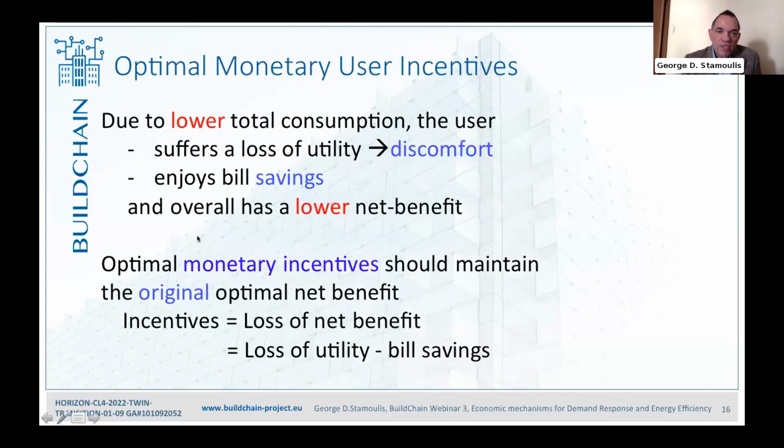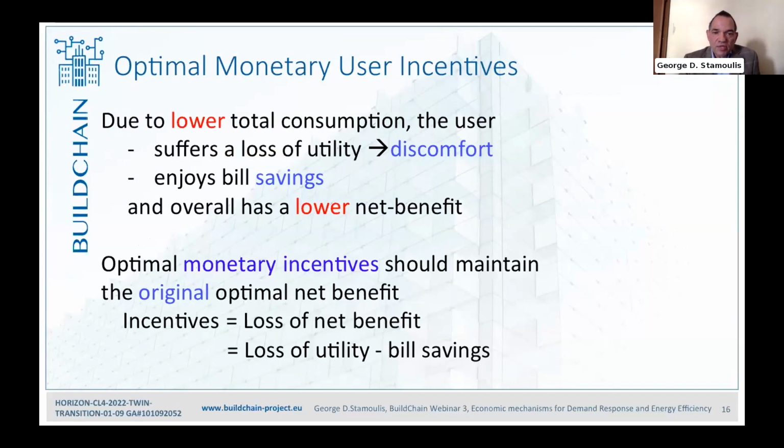Okay, but we have another important question to address here. What is the optimal monetary amount for the user incentives? Because the user, when he lowers his total consumption, will suffer a loss of utility because he will experience discomfort. Of course, at the same time, the user will enjoy savings in his bill because he will consume less energy, but overall he has a lower net benefit.